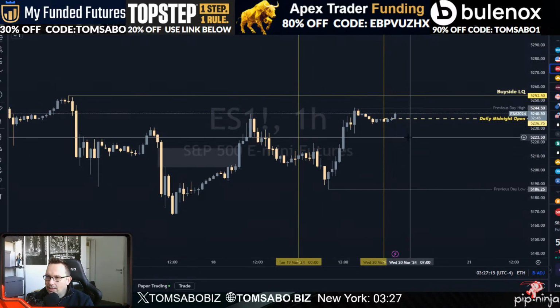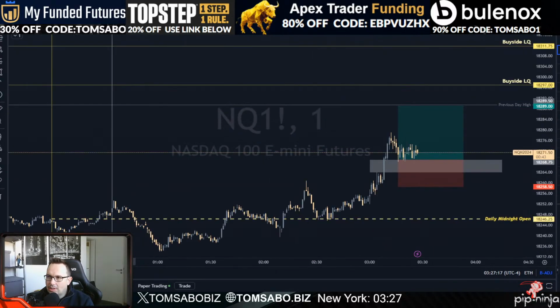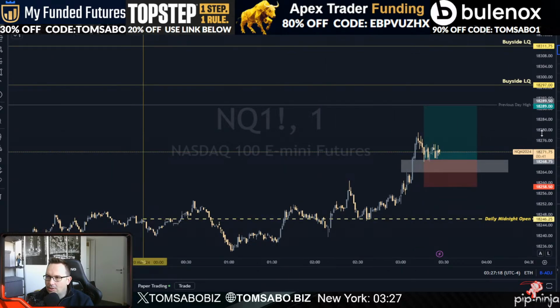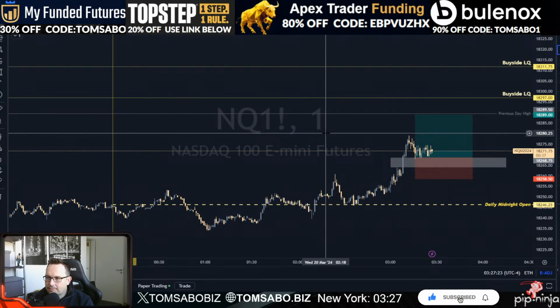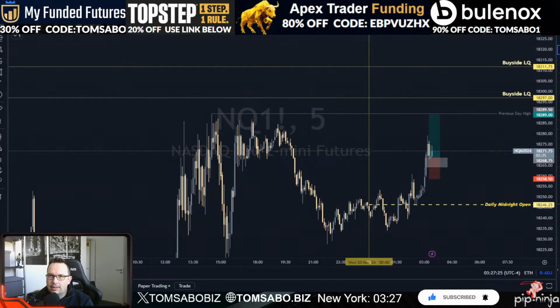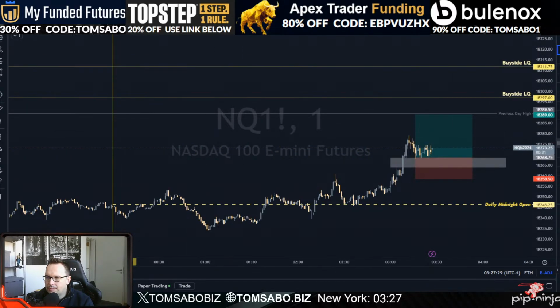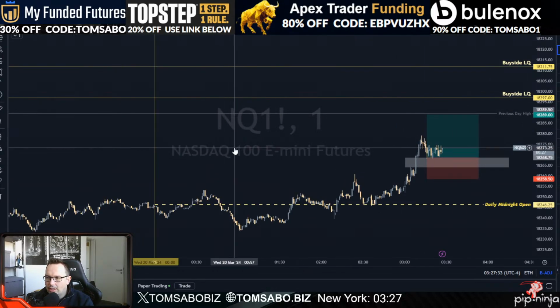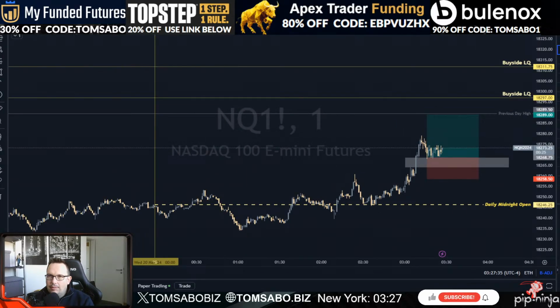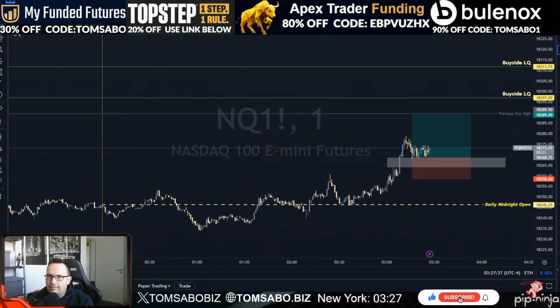So ES is still looking bullish on the hourly chart. I'm hoping that NQ will push a little bit more here. I like this 5-minute fair value gap that has been tapped into. I'm just looking for yesterday's high. It's not too far away.